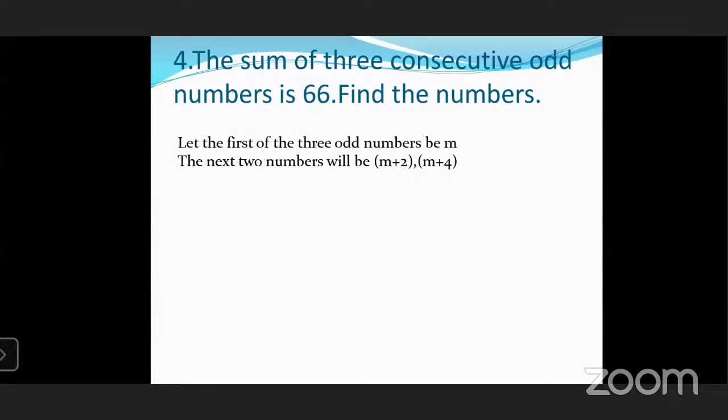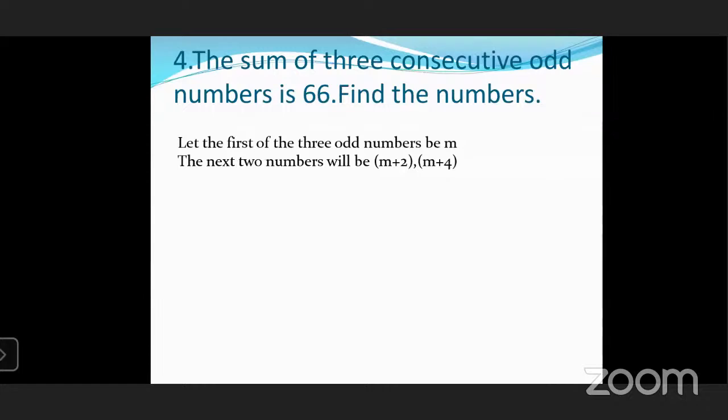Very easy. When you understand the concept of consecutive odd numbers, let the first of the three consecutive odd numbers be m. What would be the next two numbers? Like I said, 3, 5 and 7: 3 plus 2 is 5, 5 plus 2 is 7. The next two numbers will be m plus 2 and m plus 4. Add 2 to m, you get the next odd number; add 2 again, you get the next.